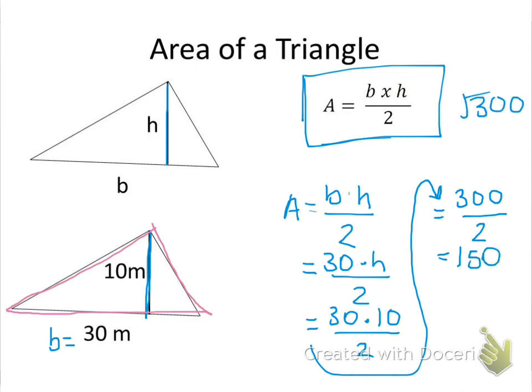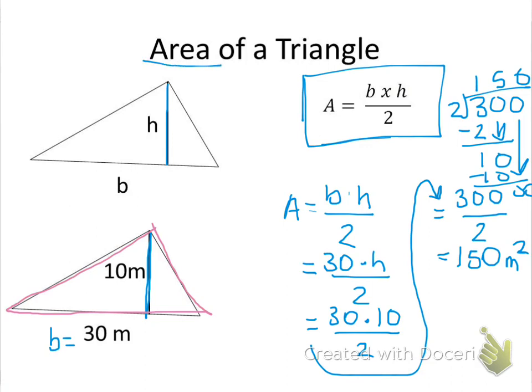300 divided by 2. 2 goes into 3 once. 1 times 2 is 2. Subtract that. 3 minus 2 is 1. Bring down the 0. 2 goes into 10 5 times. 5 times 2 is 10. 0. How many times does 2 go into 0? 0 times. So our answer is 150. Now it's not just 150, it's area, so it's 150 meters squared. Even though it's a triangle, we measure it in the same units because it's area.